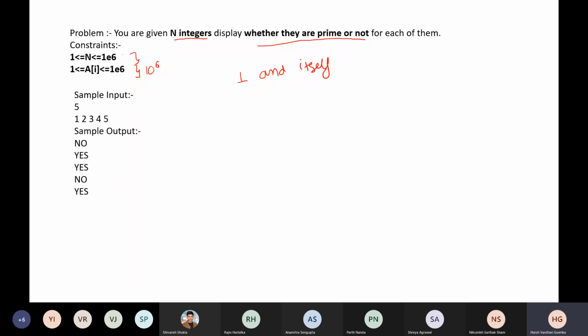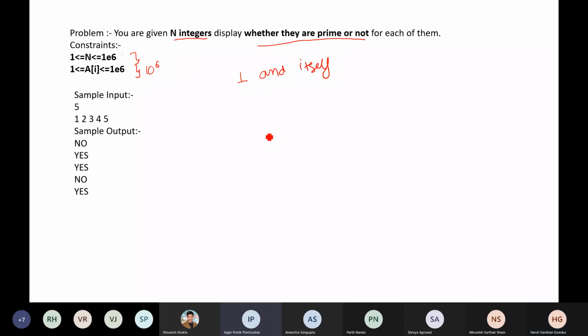So any idea, any brute force, how you would check it? You can unmute yourself and say whatever comes to your mind. By the square root method. So what do you mean by the square root method? Can you explain it?